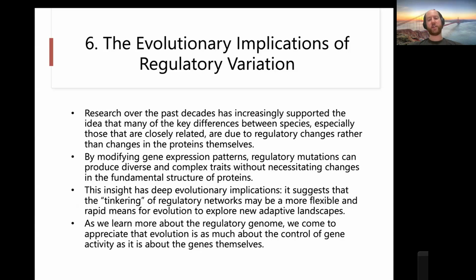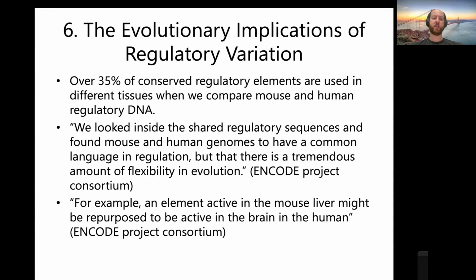Changes in these switches, this tinkering of these switches, is actually a much better way for evolution to achieve its aims. And so essentially, there's a huge amount of tinkering in terms of switches. To give a bit of background, when we compare human and mouse maps for these gene switches, about a third of the switches are completely repurposed.